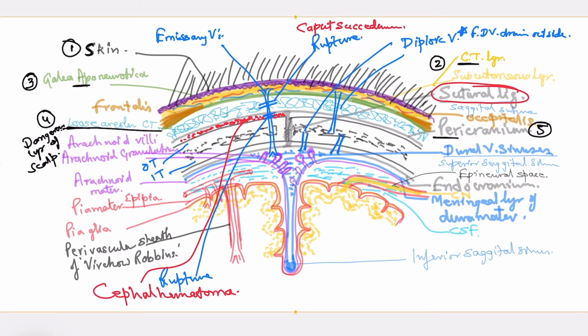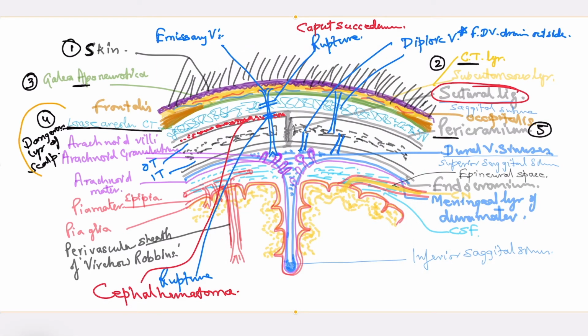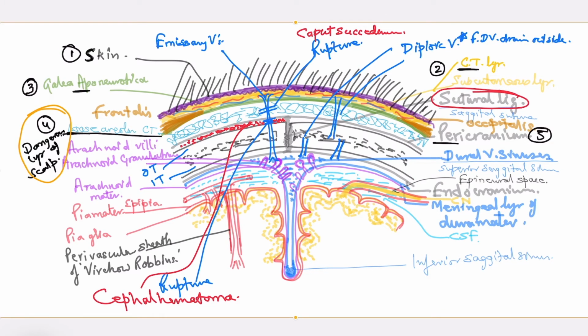So what happens if there is a leak of blood below the pericranium? That blood will not spread to the rest of the bones, it will take the shape of the bone concerned, and that's called cephalhematoma. I hope you've understood all the things which I have tried to explain here, all the relevant important questions that can be asked in your exams. Remember, the dangerous layer of the scalp is the fourth layer, the layer of loose areolar connective tissue.